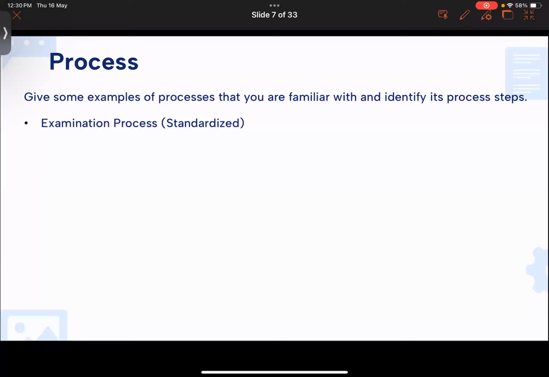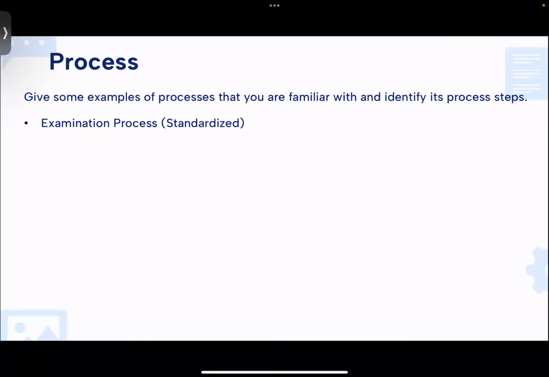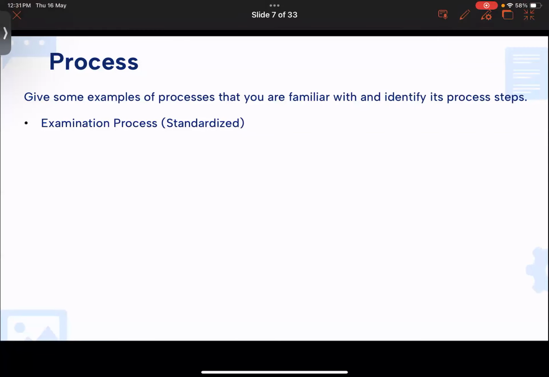So basically, when we consider processes, certain processes are standardized. I'm going to take examples from the university because everyone is familiar with these examples. For example, if we consider the examination process, within the university the examination process is standardized. So everything is there. So what are the steps to be taken?